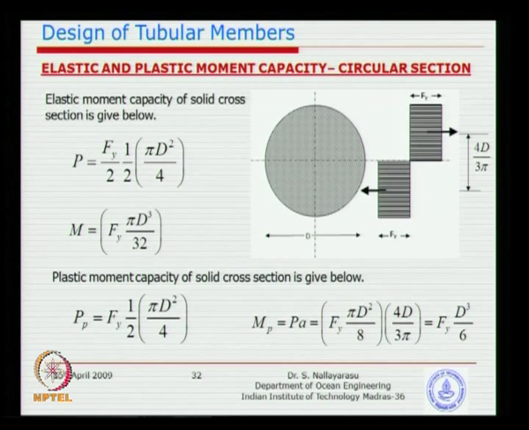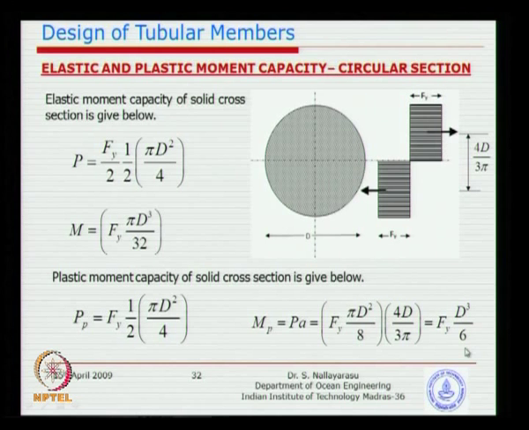Now, if you understand this, we will quickly move on to a circular solid section, which could yield some different result. The procedure is the same, divide into 2 halves. Of course, for the elastic section I have not put the stress diagram, but you can easily derive it. The moment capacity is given by pi d cube by 32 for a triangular distribution, whereas if you take a rectangular distribution, you get Fy d cube by 6.